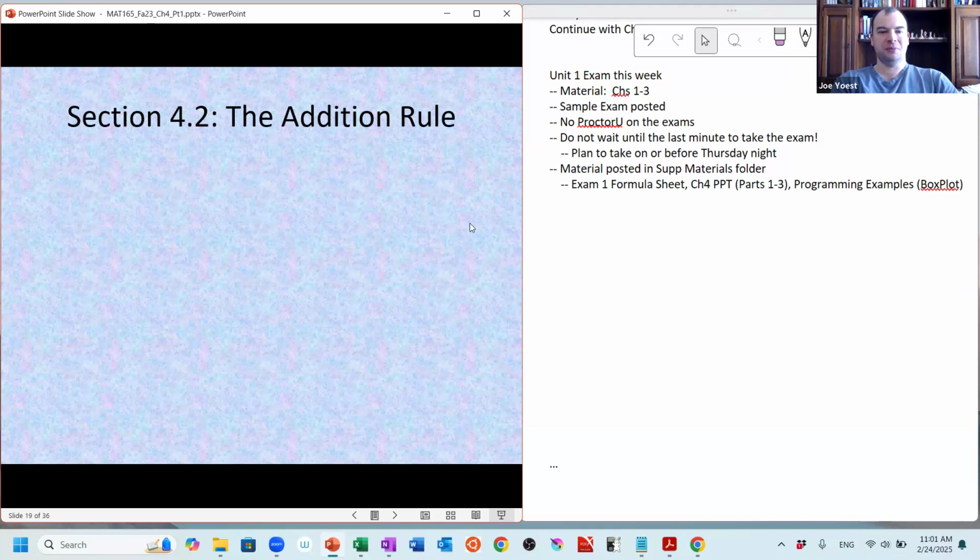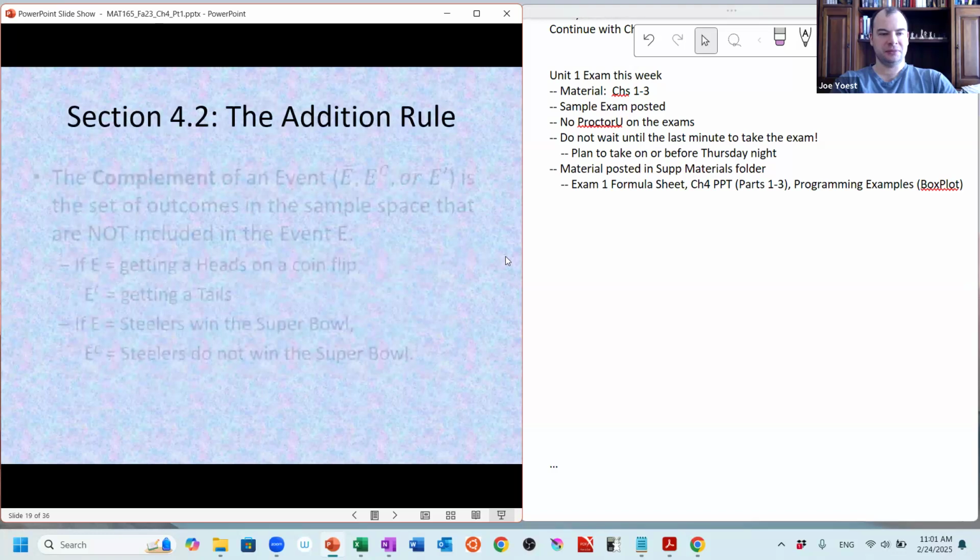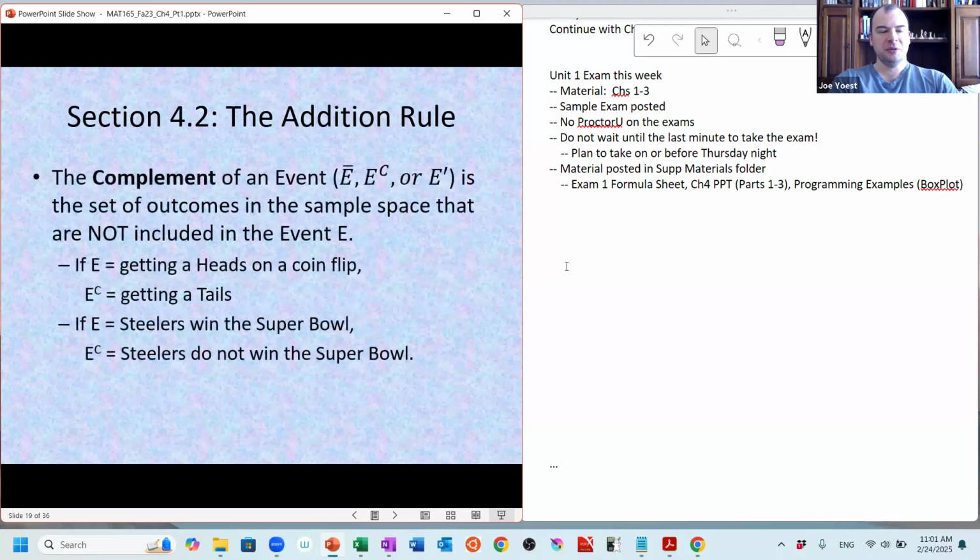Okay, so moving on to 4.2 then, the addition and multiplication rules. A little bit of nomenclature to start us off. We remember that we have a sample space, the set of all possible outcomes of a probability experiment, and we have an event in that sample space, a set of some of those outcomes. It could be no outcomes, it could be all of the outcomes in the sample space, or somewhere in between.